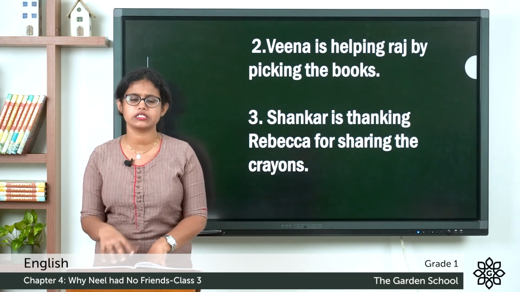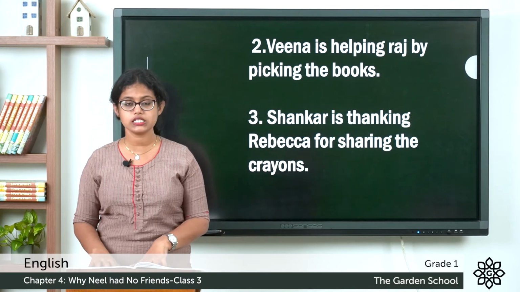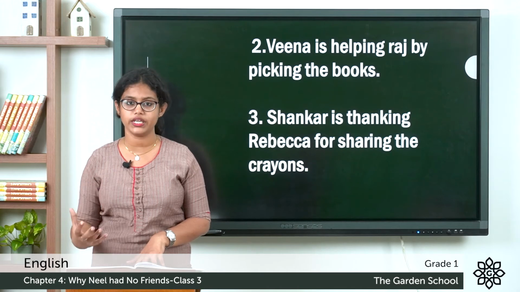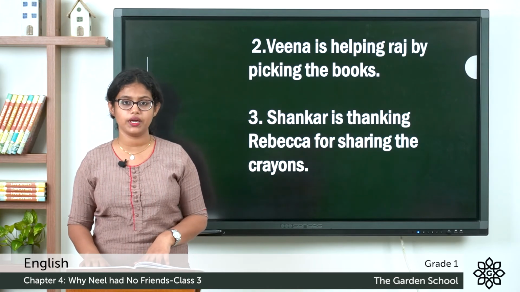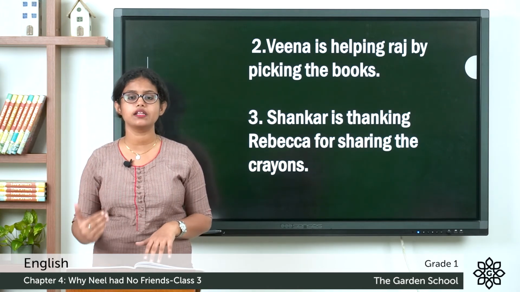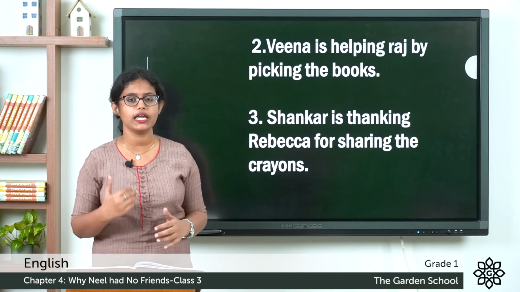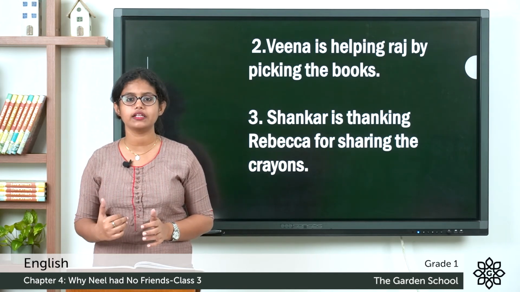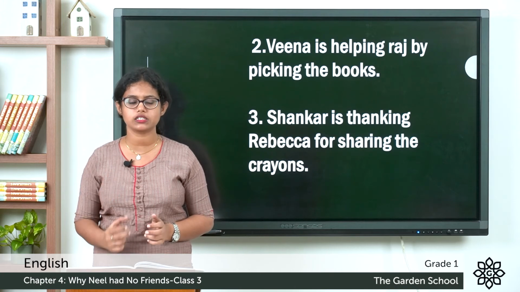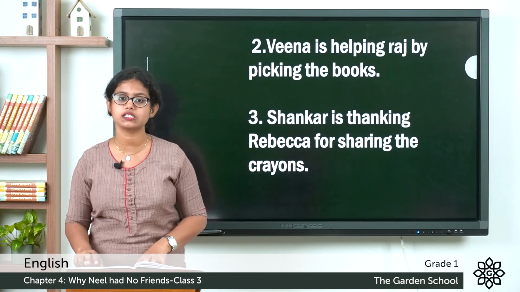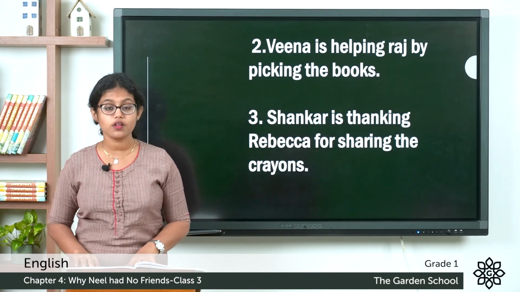So how can we write it in a sentence? Let's give this girl the name Veena. Veena is helping Raj by picking up the books. So you can write that sentence in the space given. What about the next picture?